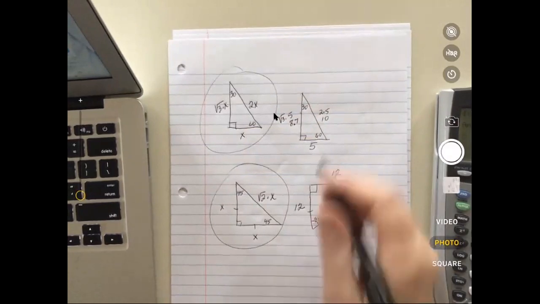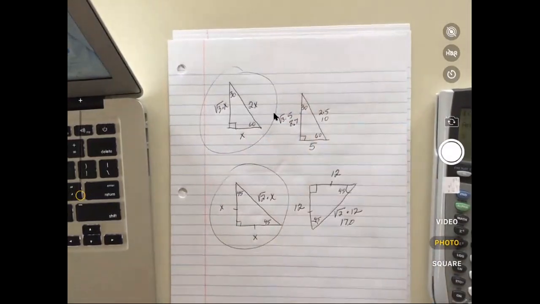These are fun. They're my favorite ones, the right triangles. Okay. Is there a specific problem? Yes, sorry.